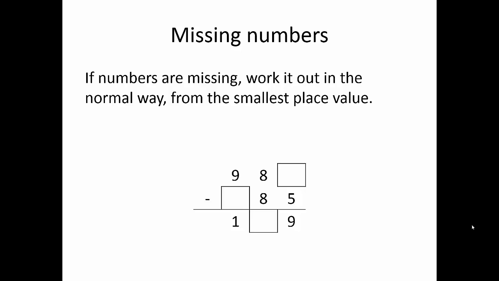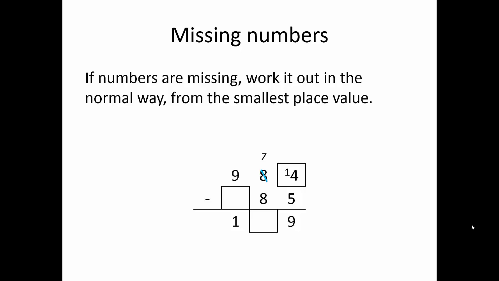If numbers are missing, again I need to work it out in the normal way from the smallest place value, and I must borrow as normal. So looking at the units place, something take 5 equals 9. Well, 14 take 5 equals 9, which will give me a 4 in the units place. However, because it's 14, I must have got that 4 by borrowing from the 8. So the 8 becomes 7, and a 4 is placed in the units column. 14 take 5 is 9.